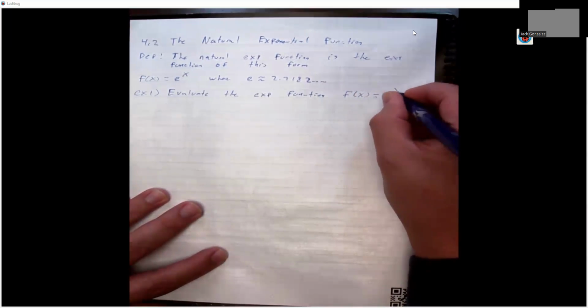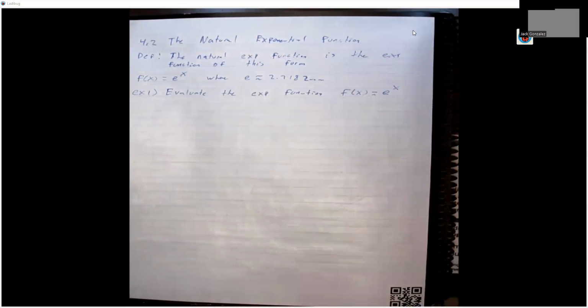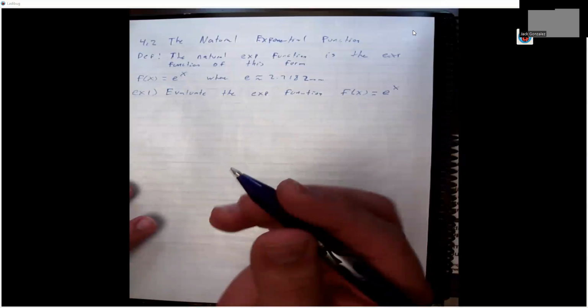The other properties we talked about for exponentials all apply to this one. It's just a special case that I use quite often for modeling, like modeling bacterial growth or really almost any kind of growth. It's a good model.